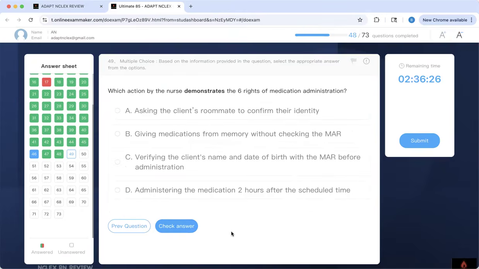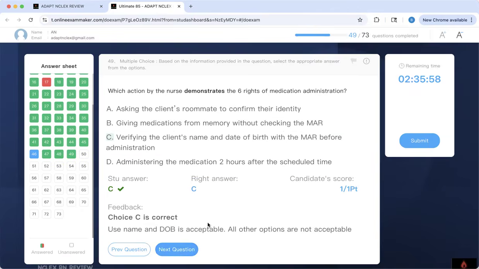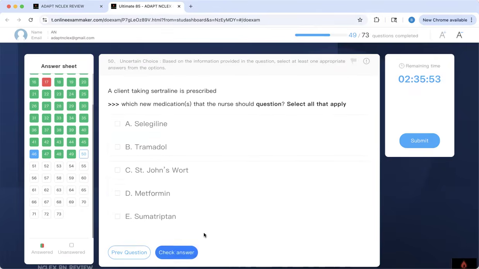Which action by the nurse demonstrates the sixth right of medication administration, documentation? Asking the client's roommate to confirm their identity. Is that the sixth right of medication? Giving medication from memory without checking the MAR. Verifying the client's name and date of birth with the MAR before administering. Administering medication 2 hours after the scheduled dose. Which one is consistent with medication administration? Of course, you got to verify the name, information before you give it to the patient. 2 hours too late is not good.